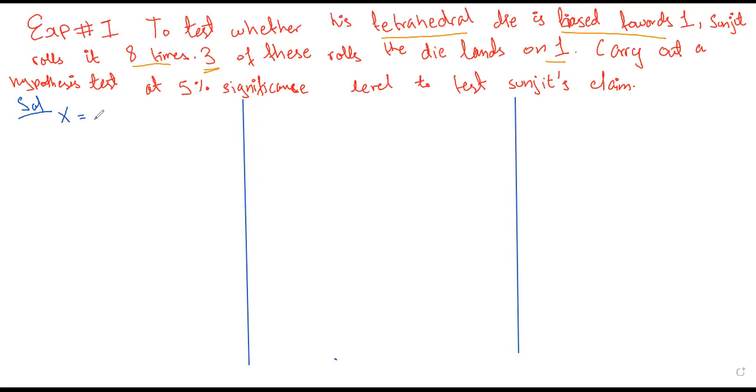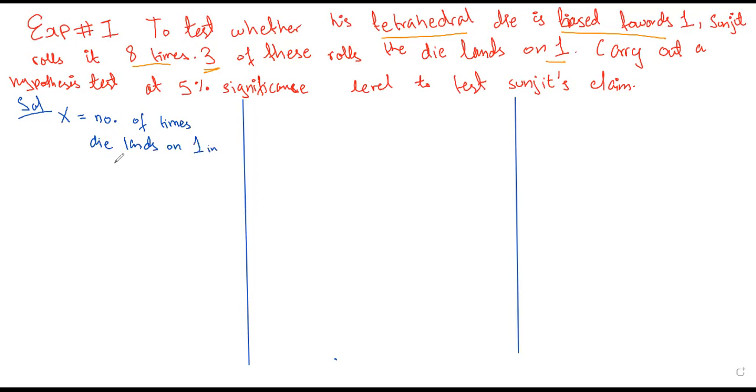Yes, 3 by 8. But you don't write it down that way, okay? You don't write it down as 3 by 8. It's just an English definition which you write down for this test statistic. It's not a fraction. Be very clear. You just write down the number of times the die lands on 1 in 8 throws.